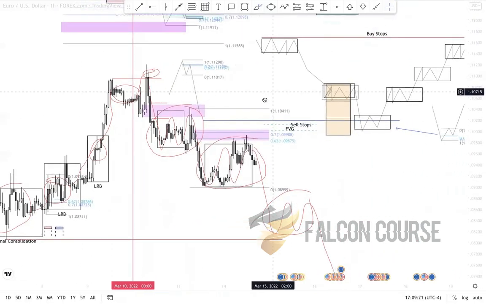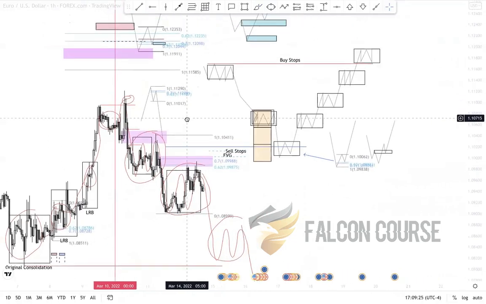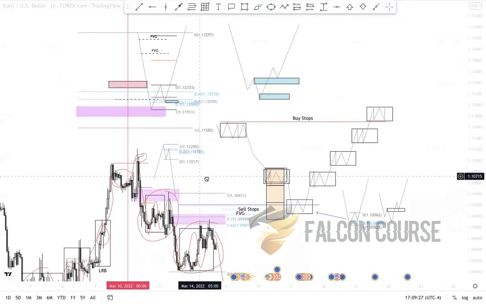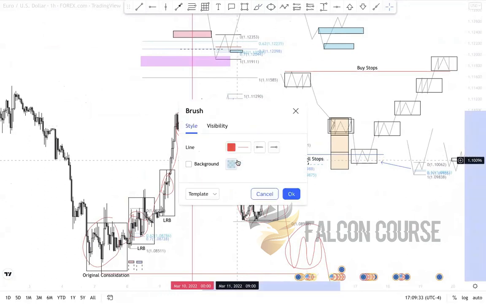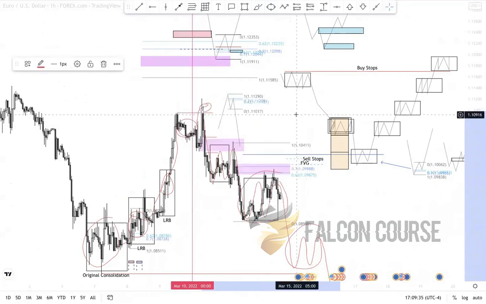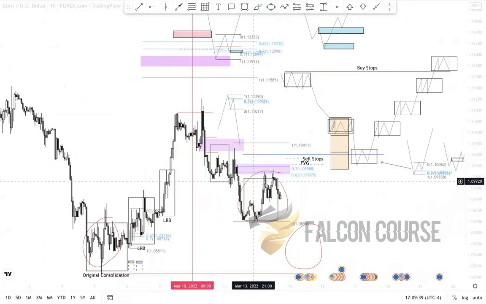So the market maker buy and sell model. Yeah, probably the best explanation about it. But you know, if anybody finds a better explanation, I'd be happy to see that.